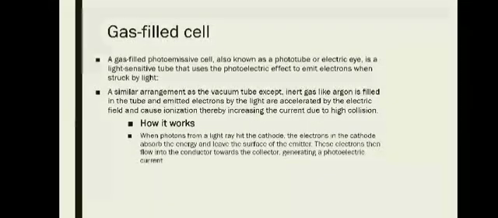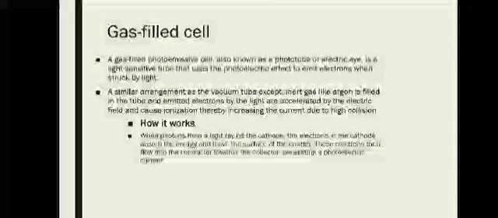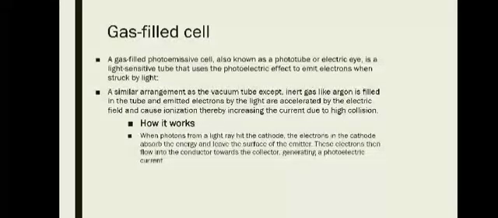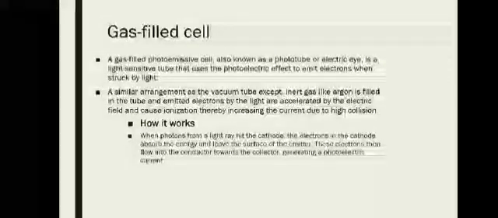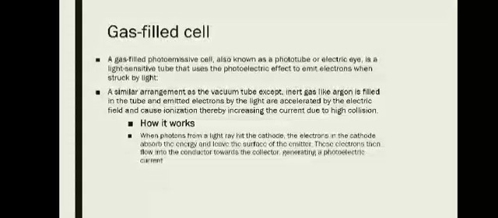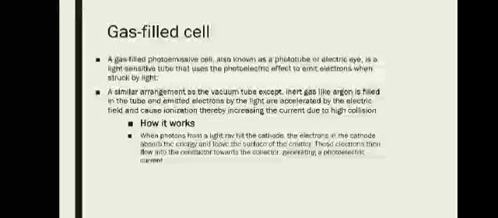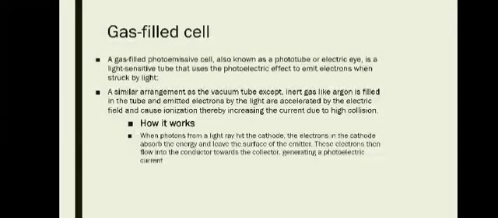And how it works: when photons from a light ray hit the cathode, the electrons in the cathode absorb the energy and leave the surface of the emitter. These electrons then flow into the conductor towards the collector, generating a photoelectric current.